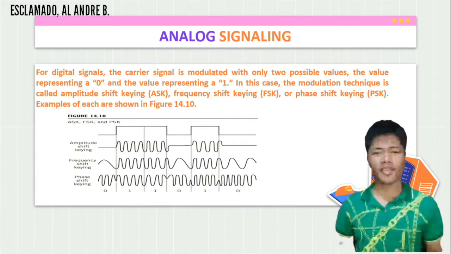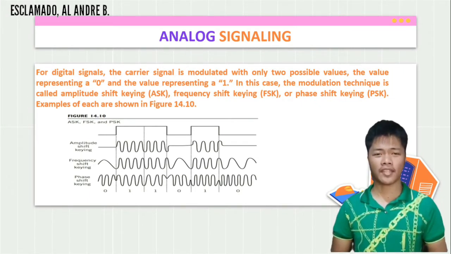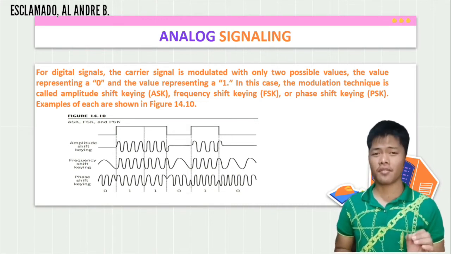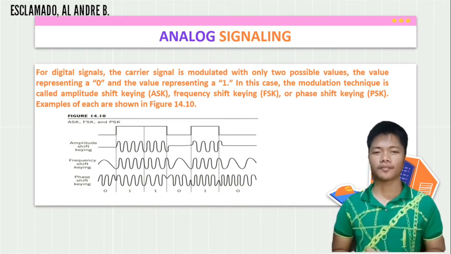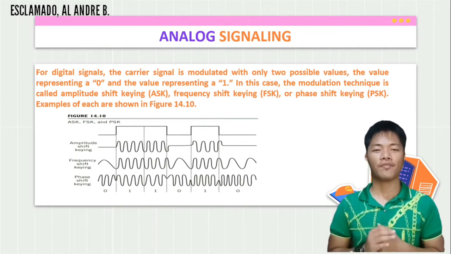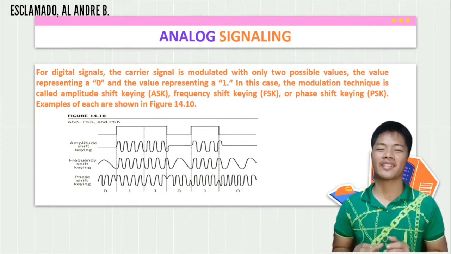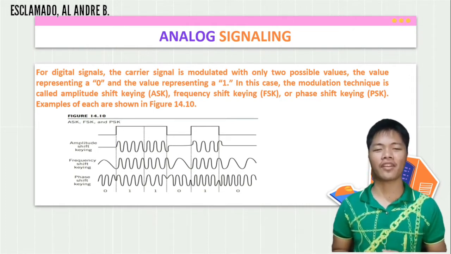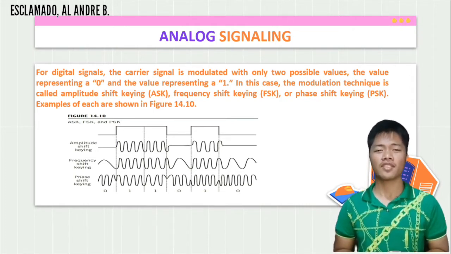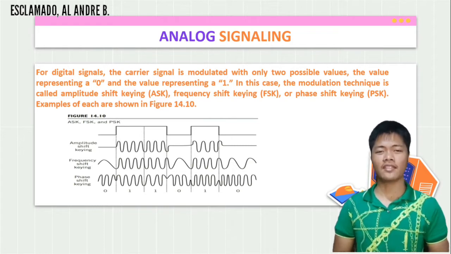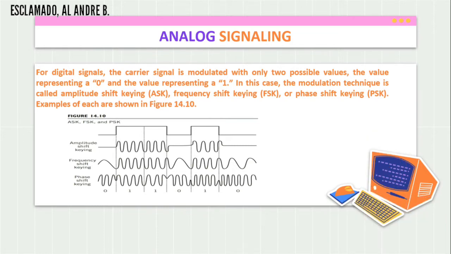For digital signals, the carrier signal is modulated by only two possible values, the value representing a 0 and the value representing a 1. In this case, the modulation technique is called amplitude shift keying or ASK, frequency shift keying or FSK, or phase shift keying or PSK. Examples of each are shown in figure 14.10.